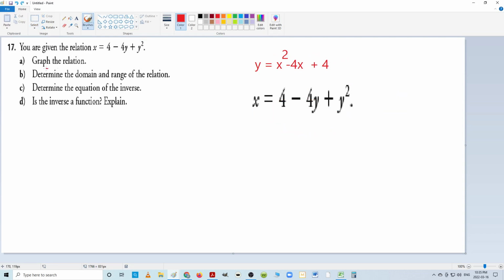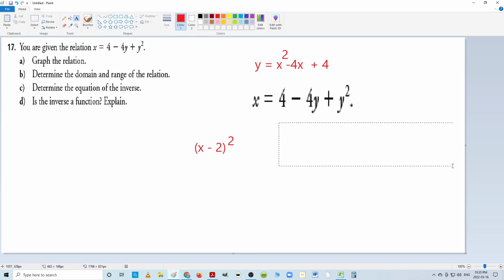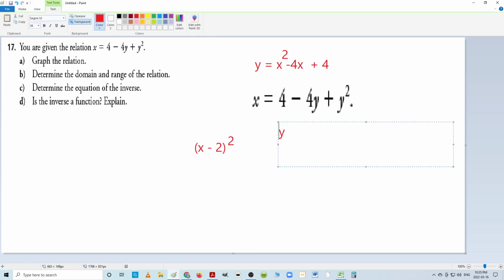Therefore, graph the relationship. I would normally complete the square, and I'd have to put it in the right order, but let's just pretend it's written like that. The completion of the square would be x minus 2 squared minus 4 plus 4. So it's x minus 2, and it's quite clear that that's a perfect square, isn't it? The one up above. Which means this one here is the same thing. It's x is equal to y minus 2 squared.